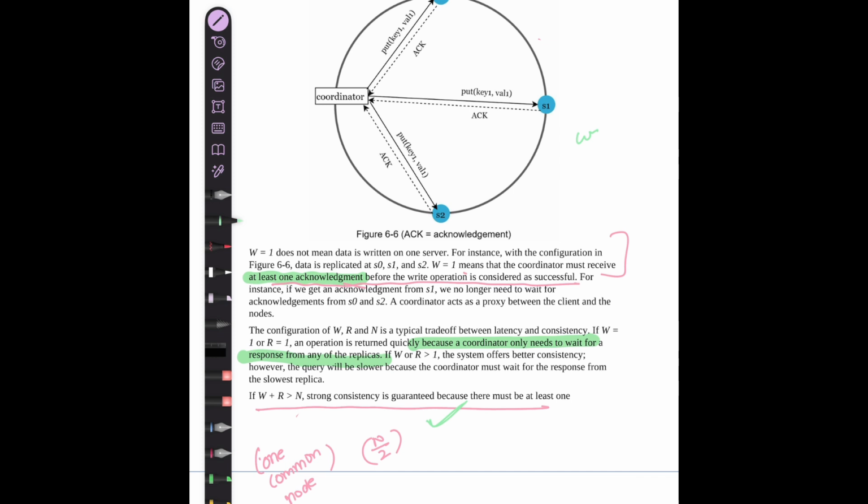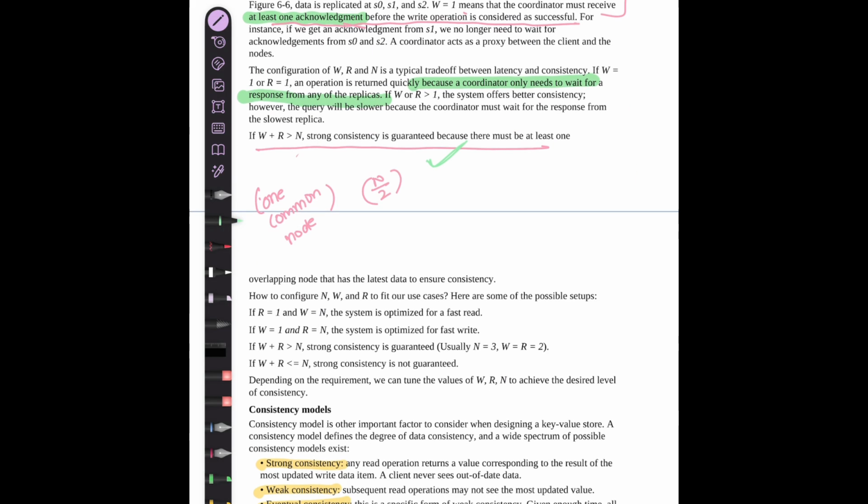But when W is equal to 1 and R is equal to 1, the system response is very fast because it just needs to wait for the acknowledgement of one node. But when W is equal to N, the write is usually very slow because you have to wait for even the slowest server to give you the acknowledgement that you can write.